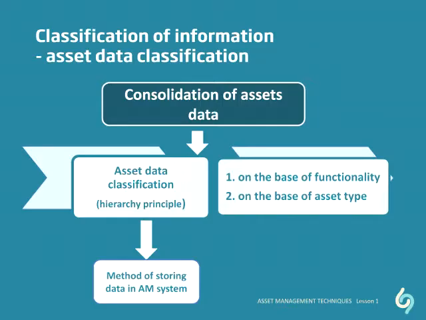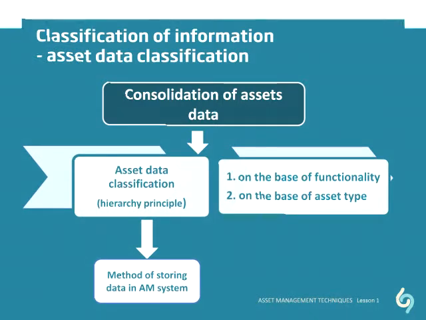Basic criteria of classification are: 1. Functionality of assets and 2. Type of assets. Classification criteria directly define the method of data storing in the asset management system and directly shape decision-making processes.